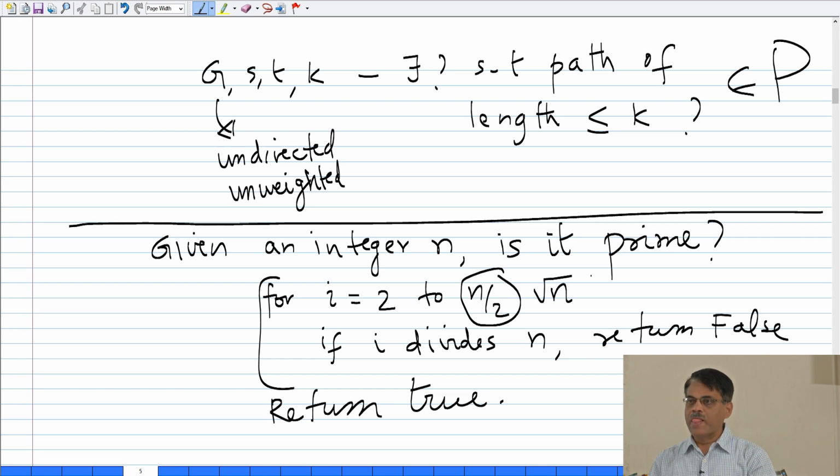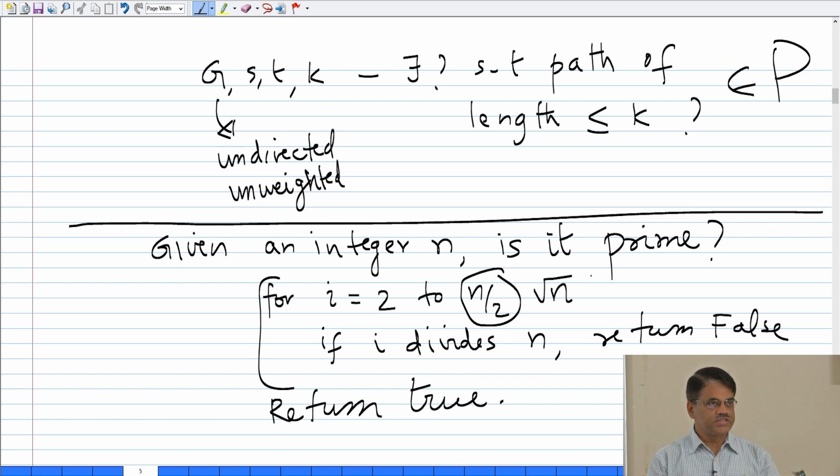Why? Because is it possible that all its divisors are greater than square root of n? Even if it has one divisor, it has two divisors, right. If x is a divisor, n by x is also a divisor. It must have at least two divisors, and if both the divisors are greater than square root of n, how can the product be equal to n, right. So, if there is a divisor for the number, you should catch it before square root of n.